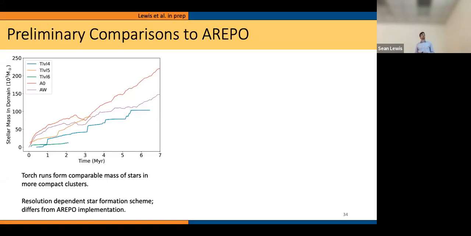There is some discrepancy between the star formation that takes place in the AREPO runs and the Torch runs, but the main point here is that we see a general adherence to a trend of increasing star formation over time. These AREPO simulations go on for much longer also, I think up to 16 million years. So there's more space to evolve these particular preliminary runs more to resolve that.